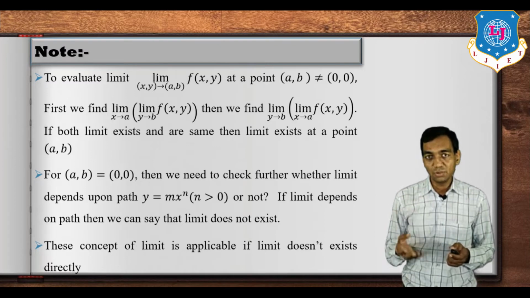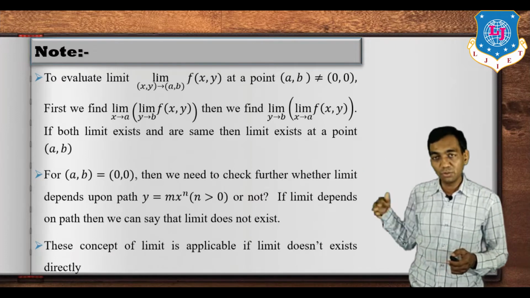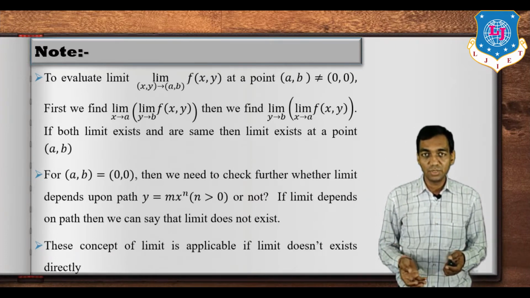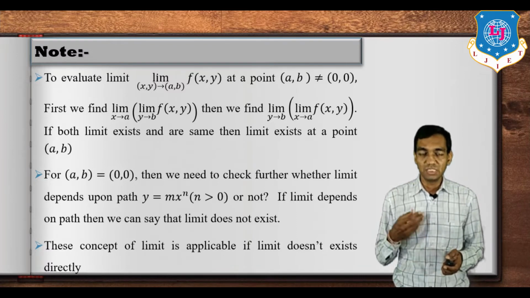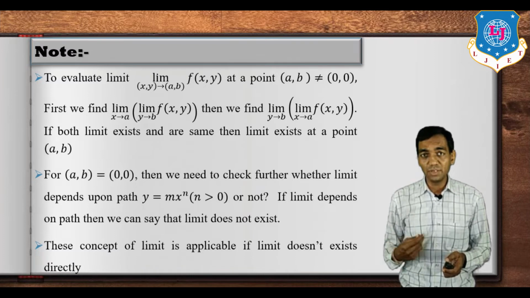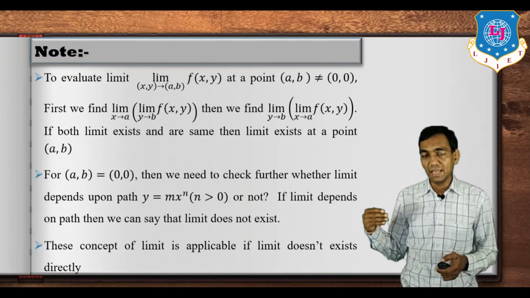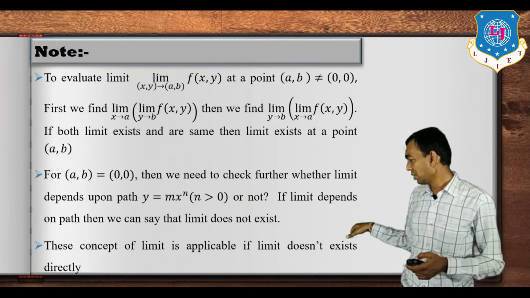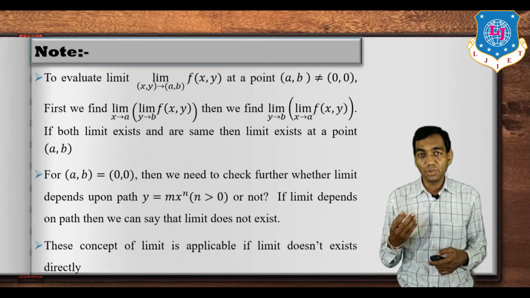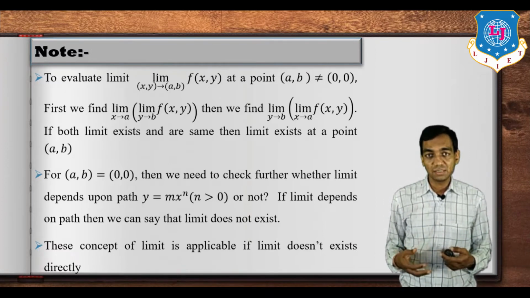But at the point (0, 0), after the iterated limit, we also check for y = mx^n, where n is greater than 0. If you put different values of n, you will get different paths. Suppose you put n = 1, that means y = mx is a set of lines passing through (0, 0). In the same manner, if you put n = 2, then you have the parabolas y = mx^2.